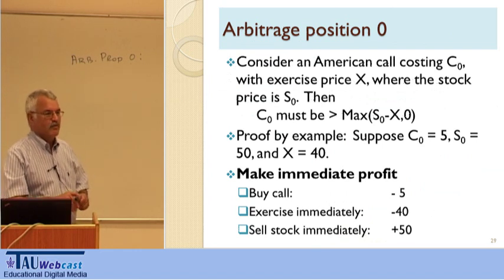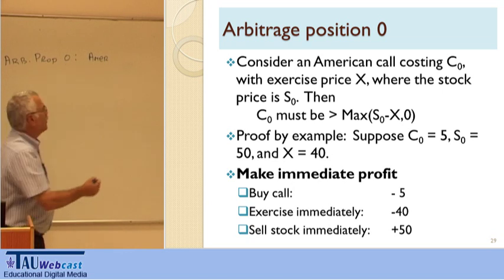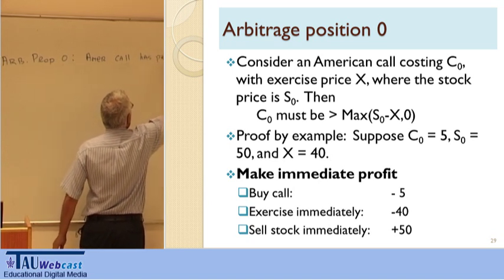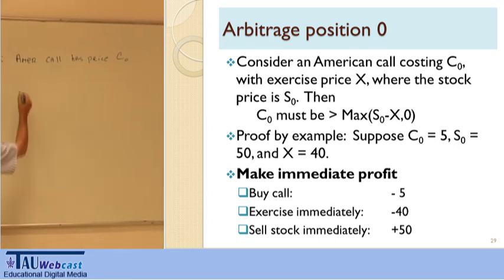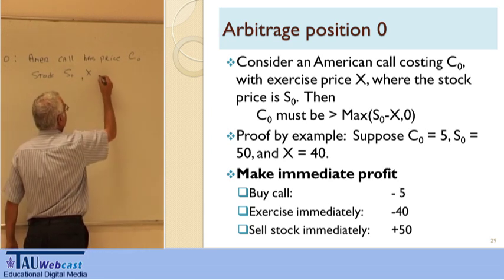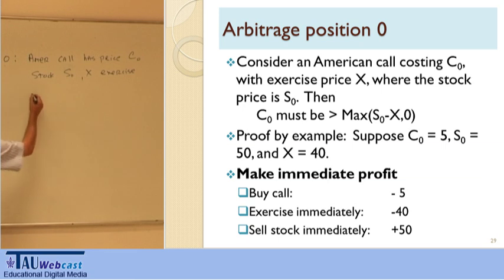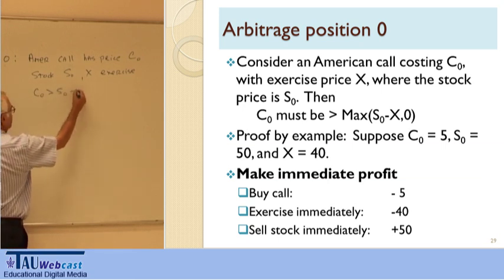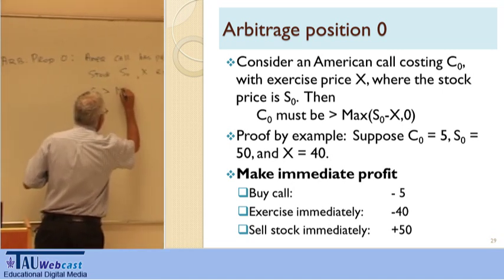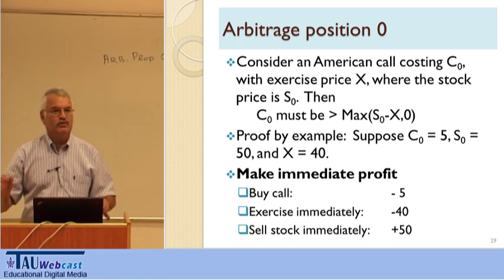Okay, here we go. Arbitrage proposition 0 says that an American call, and I'm going to do these only for calls, basically, has price C or C0, and the stock that it's written on has price S0, and the exercise price is X. The proposition says the call price has to be greater than max(S0 minus X, 0), sorry. That's probably the most simple thing you can say about a call.